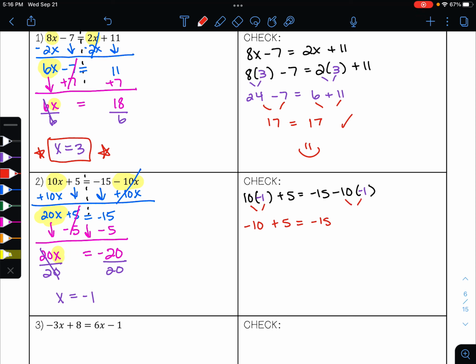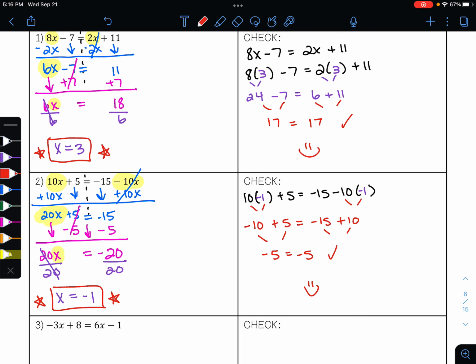Negative 10 times 1 is positive 10. Negative 10 plus 5 is negative 5. Negative 15 plus 10 is negative 5. Negative 5 equals negative 5. I have solved correctly, so negative 1 is the answer.